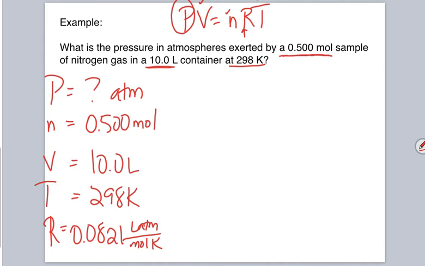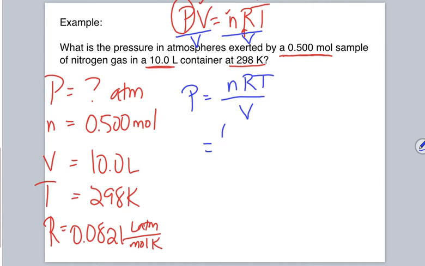But as with the other one, I recommend that you rearrange this formula first and solve it for the variable you're being asked about. We want pressure. And so we want to get pressure all by itself in this equation. We do so by dividing both sides by volume. So pressure is equal to nRT over V. Now it's just a matter of plugging in the numbers and checking the units to make sure things work out.